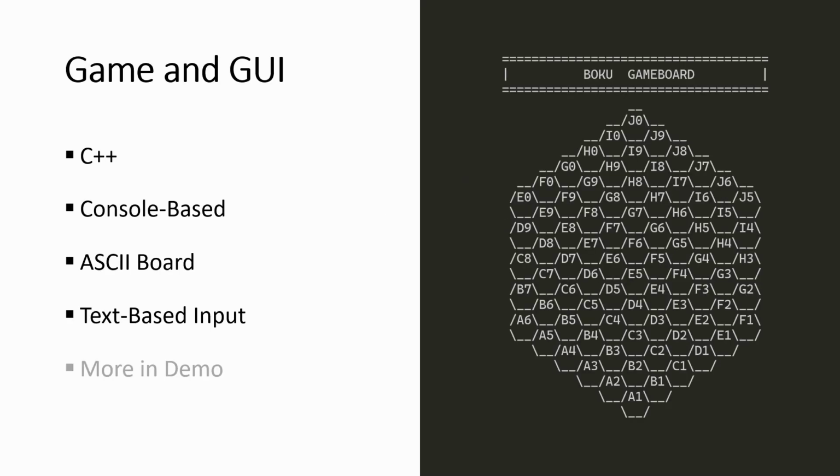After quite some indecisiveness and several failed attempts, I chose to create my engine in C++ as a console application. Still, I wanted the board to look good, so I created an ASCII art version to print it to the console, which you can see here on the right. Also, all the inputs are text-based, meaning that the user has to type out his move. But more on this will be shown in the demonstration at the end of the video.